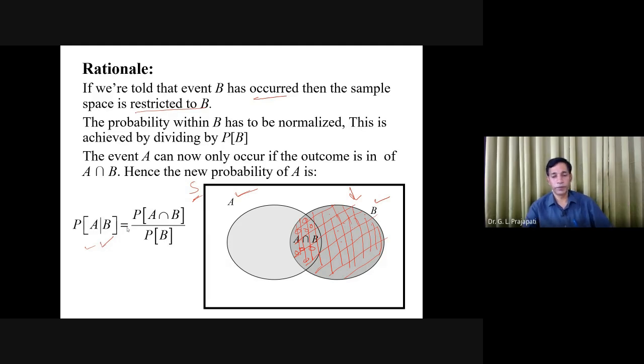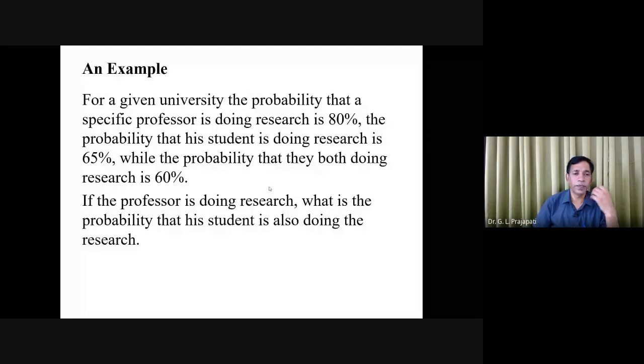So if your outcome is here, then actually what happened? If your outcome is here, then event B occurred and also event A occurred. In a given university, the probability that a specific professor is doing research is 80%. The probability that his student is doing research is 65%. And the probability that they are both doing research is 60%.